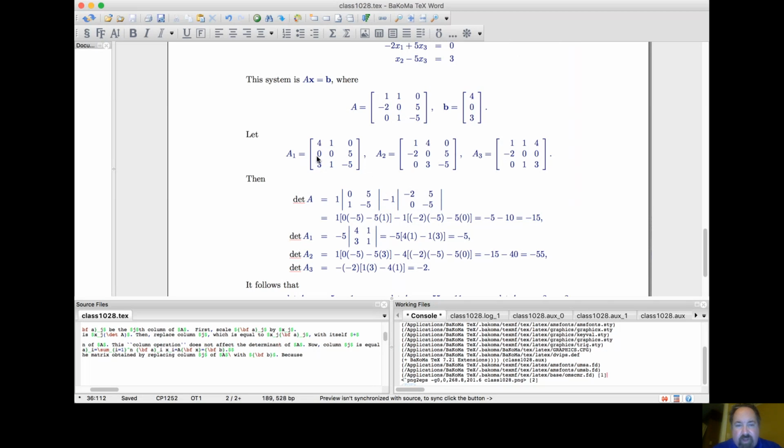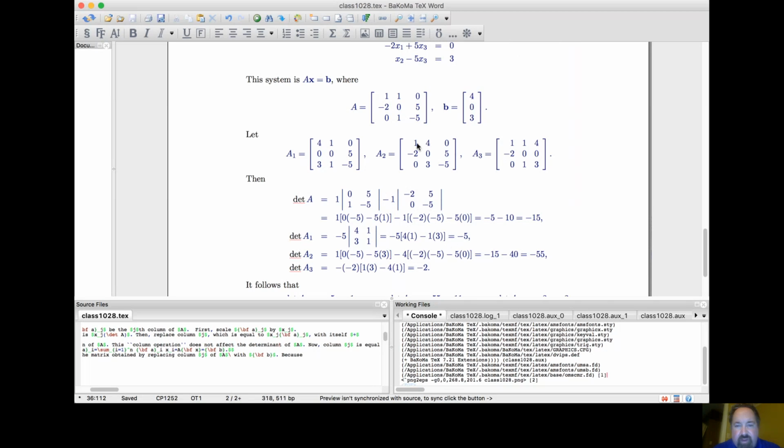For A1, I do a cofactor expansion along the second row because there's only one non-zero entry. And remember, the sign pattern for the second row is minus, plus, minus. So for the first row, your alternating signs start with a plus. Second row, the alternating sign pattern starts with a minus. So I have -5 times the determinant of this matrix, 4, 1, 3, 1. It comes from deleting the second row and third column. So then I work all of that out to get the determinant of A1.